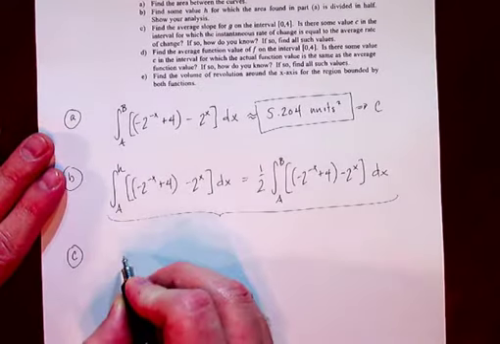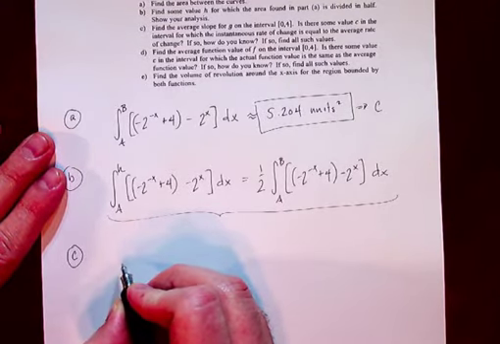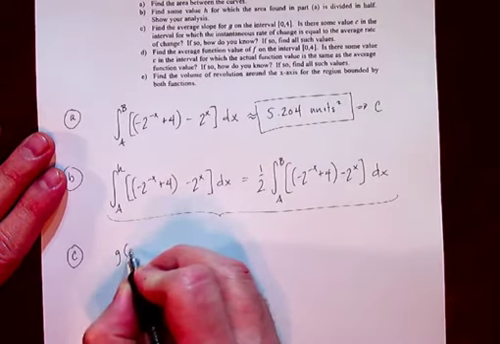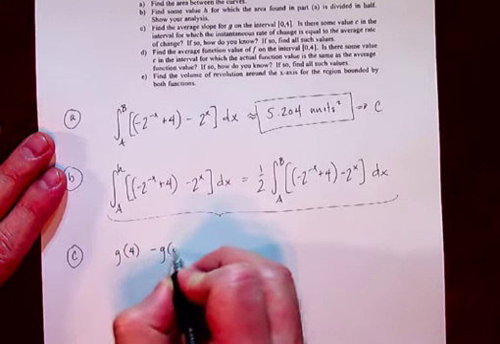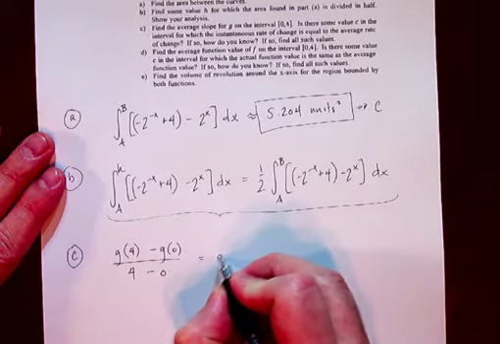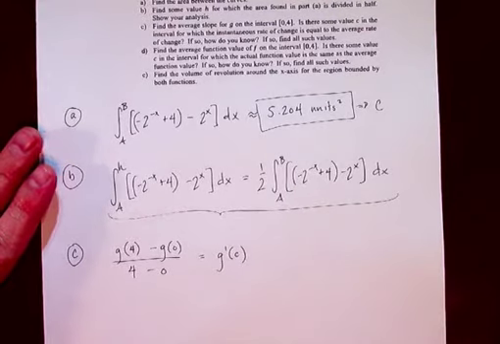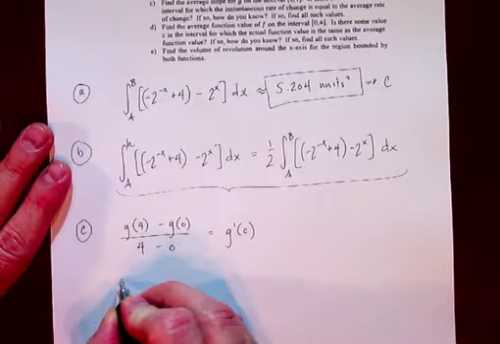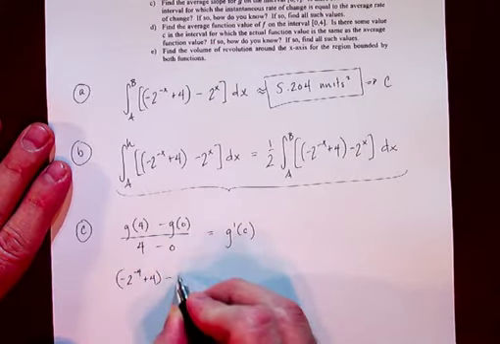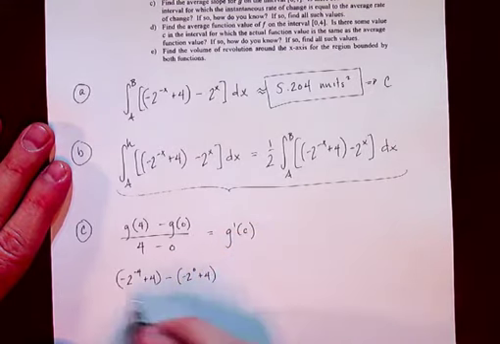Now remember, average rate of change over an interval is just basically the slope between the two ordered pairs. So basically on 0 to 4, I need to figure out that, and then I need to set it equal to g prime of c. Okay, well, g of 4 is going to be negative 2 to the negative 4 plus 4 minus negative 2 to the 0 plus 4, all of that over 4.